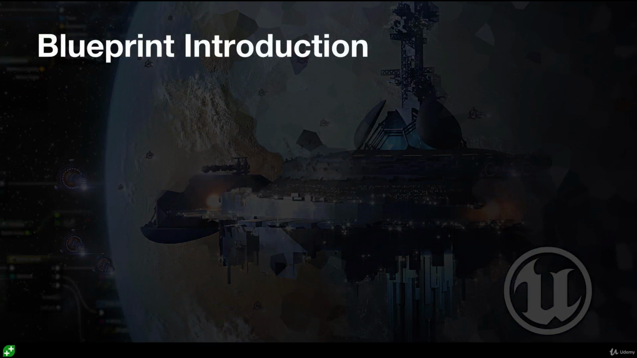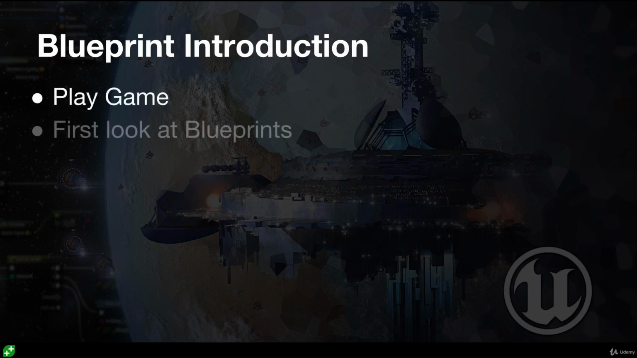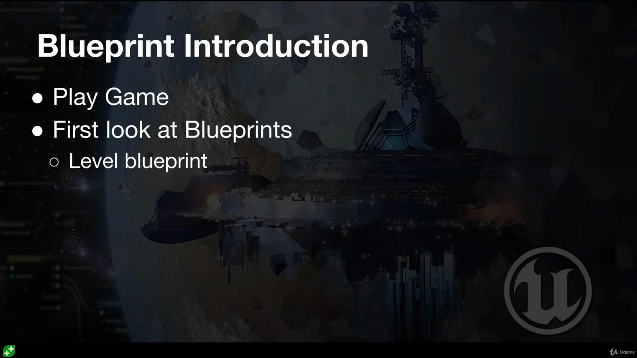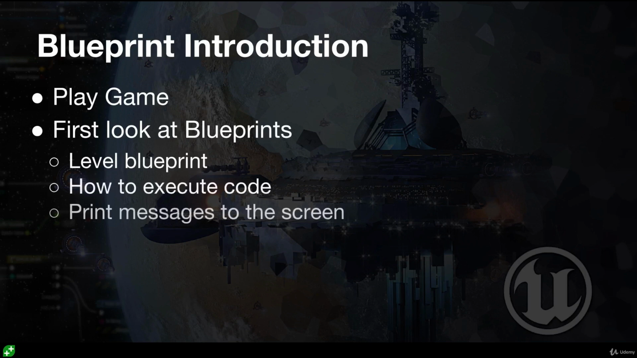Hello and welcome back. So things are moving forwards now. This lesson is Blueprint Introduction. We're going to start by seeing what happens when we press play to play our game. And then we're going to move on and have our first look at blueprints. We're going to start by working inside the level blueprint. We're going to learn how to execute code, and then we're going to take a look at how we can print messages to the screen.